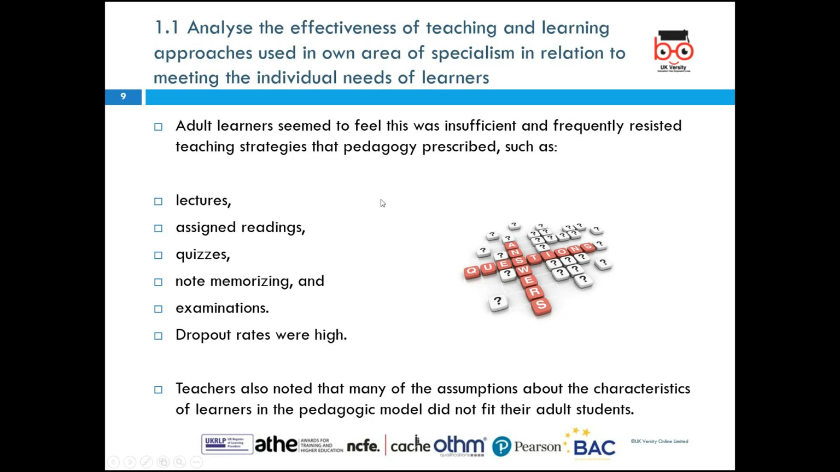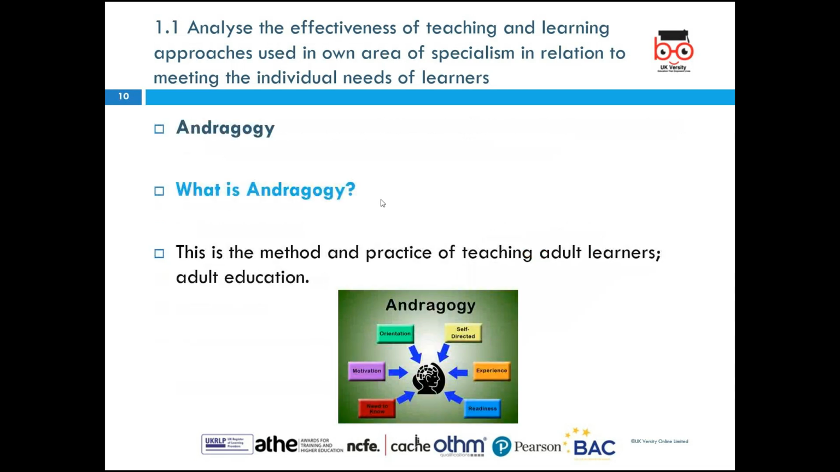Now, adult learners felt that it was insufficient because they were attending lectures or looking at readings and quizzes, trying to memorize notes or take part in examinations, but they were dropping out because these were not the best way for them to study. Teachers also found that there were assumptions about the characteristics of learners in pedagogical models which don't fit adult students. So pedagogy is fantastic for young ones, but for adults it's not a great idea. Which is where we come to andragogy. So what is andragogy? Now, again, quite simple, and we mentioned it, I think, a couple of weeks ago.